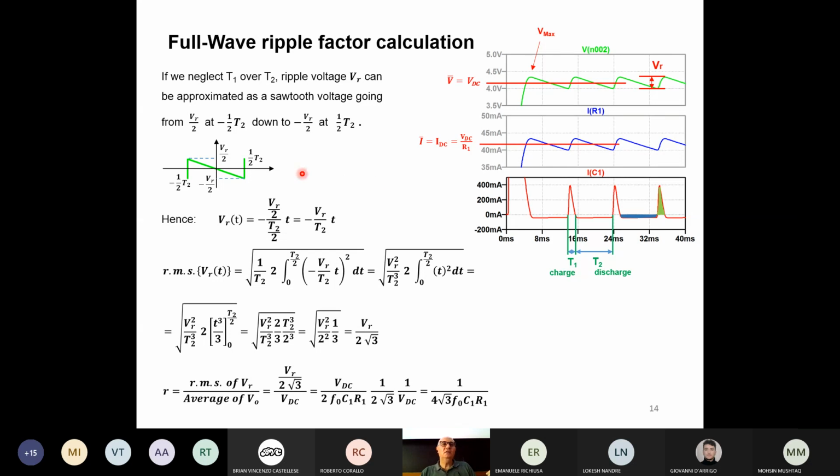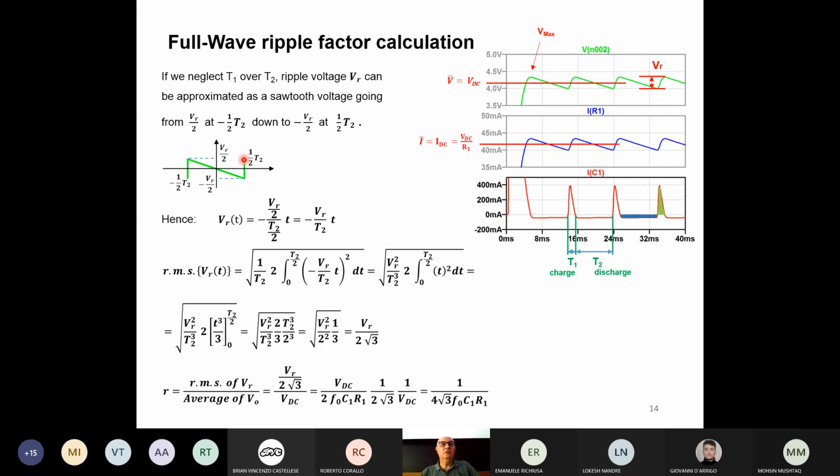Okay, so this means that when we take the square, we will get two positive areas. So when we take the integral of the square of this voltage, we will get two positive areas that are the same. So just because we want to do the smallest effort that we can, we just say, I calculate only one triangle, and then I multiply it by 2. So the integral will be between 0 and half T2. Okay, and then I multiply the result by 2.